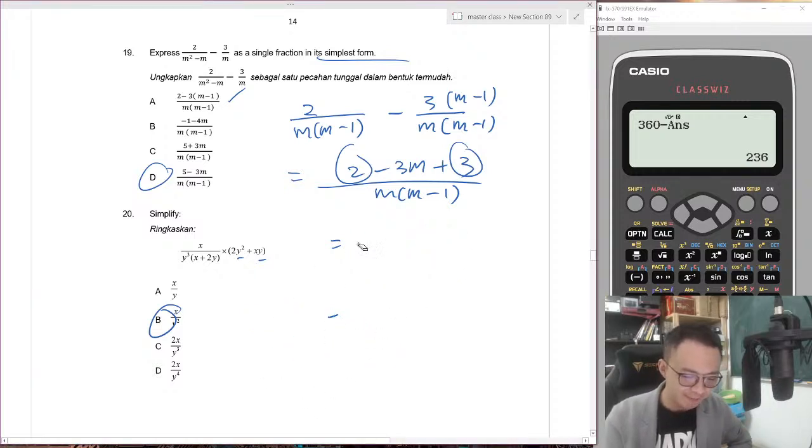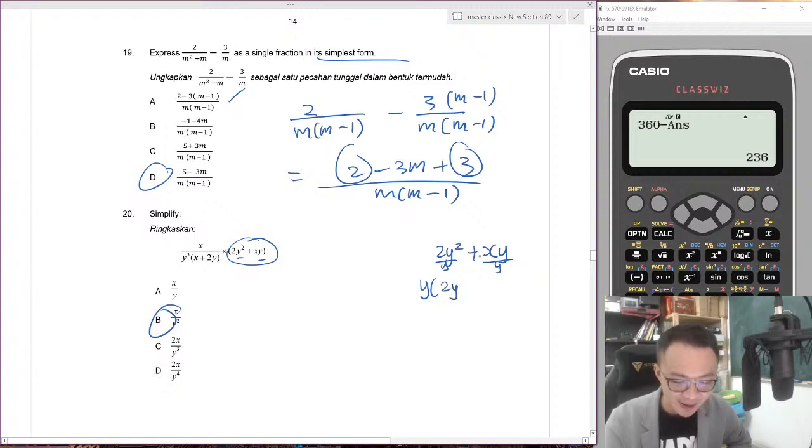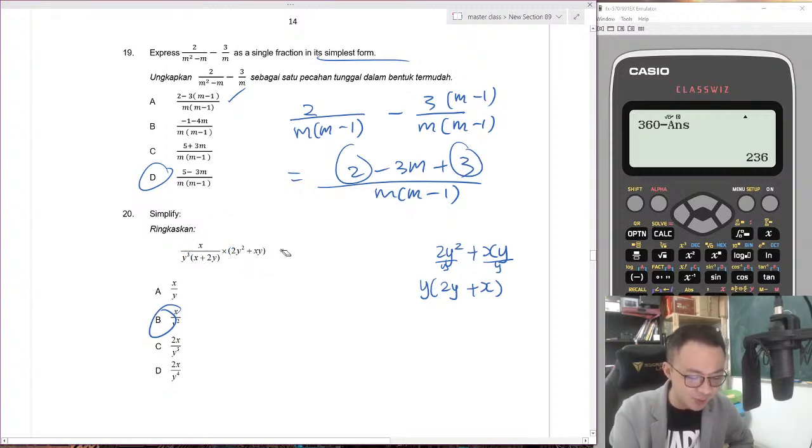Alright, so what I'm doing here is I factorize out the y from here. You just imagine 2y squared plus xy, right? If I want to take out the y from here, basically I divide y here, I divide y here, isn't it? So this one is left with 2y, and this one is left with only x after I factorize out the y. And then I need to multiply the x, isn't it? Because even though it looks like it's in the middle of the fraction, we always multiply this one for the numerator only.